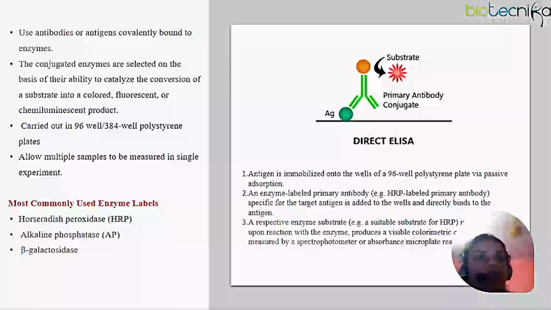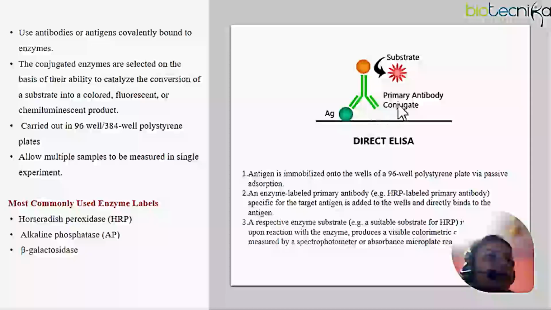The most commonly used enzymes for conjugating with the primary antibody are HRP, that is horseradish peroxidase, or alkaline phosphatase, or even beta galactosidase. So let us quickly see the direct ELISA. Direct ELISA is quite simple, although it is less sensitive. The antigen here is immobilized first on the 96 well plate. Suppose we have a microtiter plate or an ELISA plate having 96 wells. We will first coat our desired antigen on the surface.